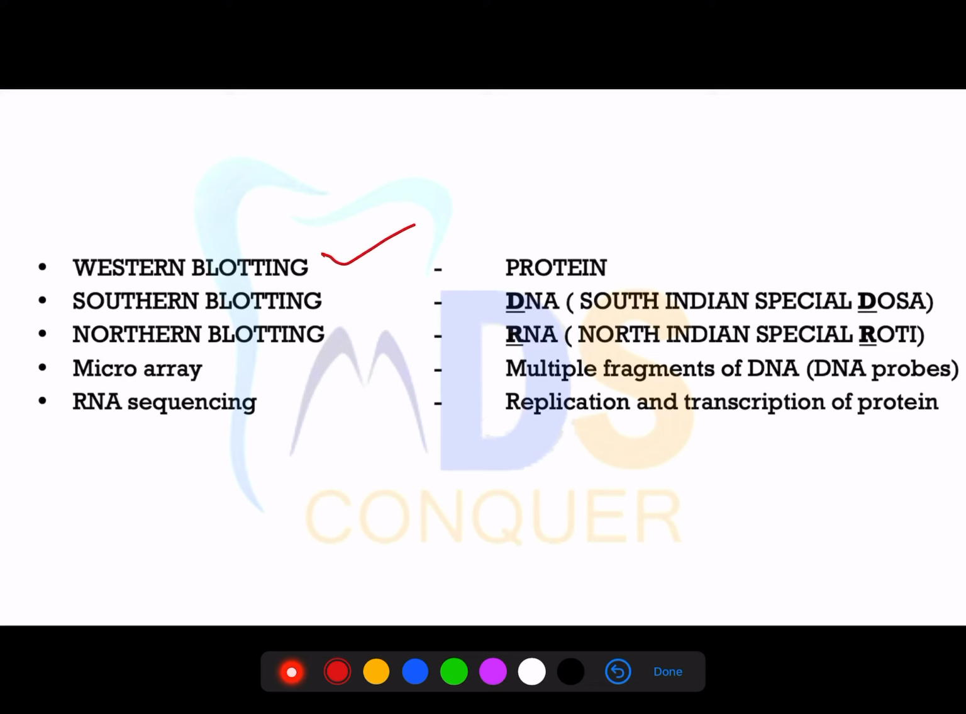Western blotting technique is to identify the proteins, and it's the test of choice for screening of AIDS. Southern blotting technique is for DNA. You can remember it as South Indian DNA and North Indian RNA. So please do make a note of all these contents.